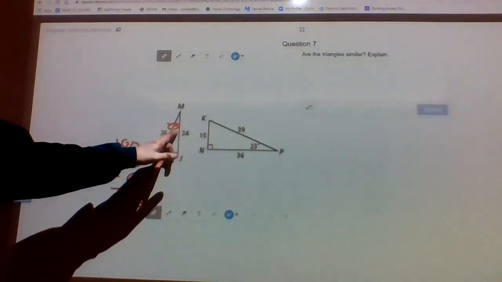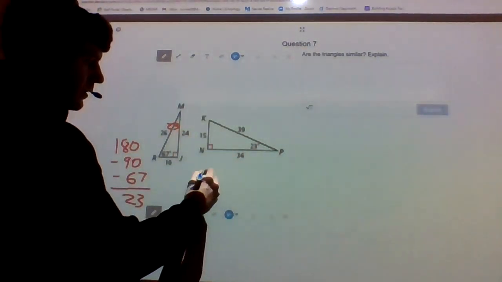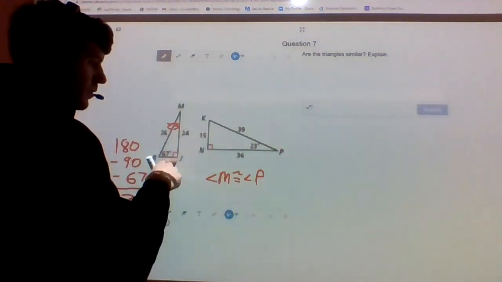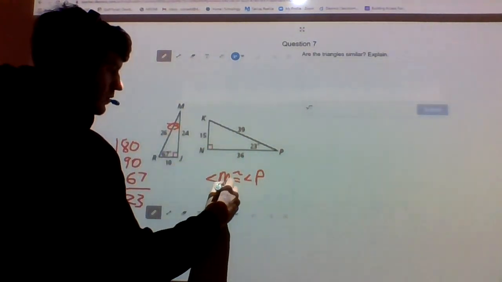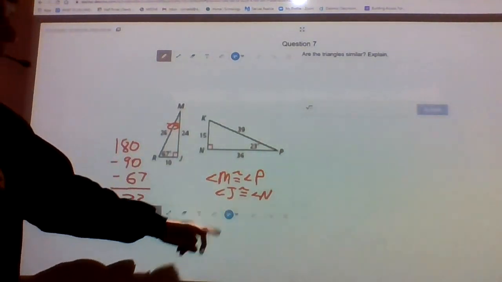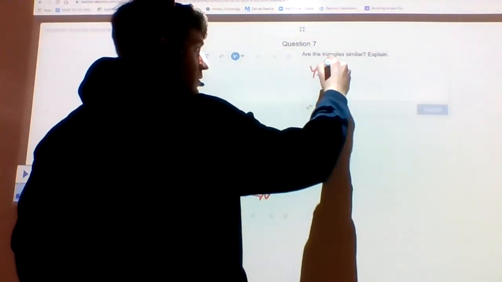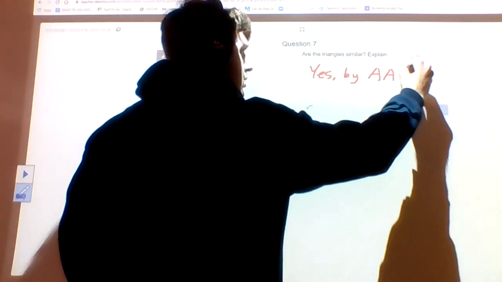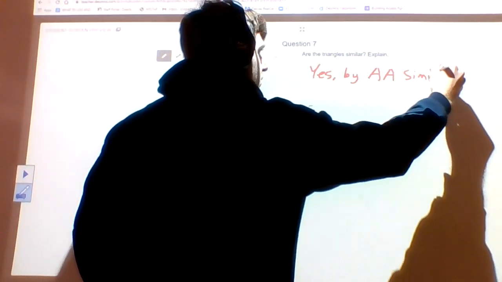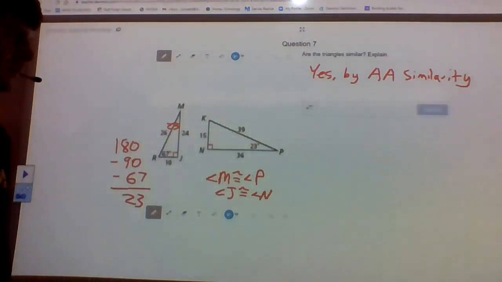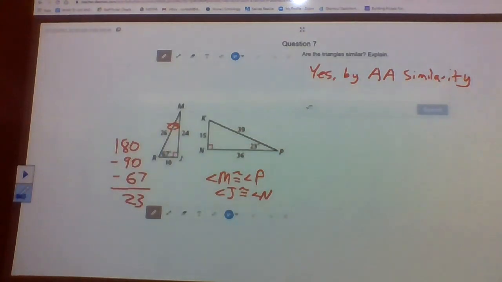And so since we have two pairs of angles that are congruent, right, angle M is congruent to angle P. And then right angles are congruent, so angle J is congruent to angle N. We have two pairs of angles, so we can say yes by angle-angle similarity. Right, yes by angle-angle similarity. Two pairs of angles congruent.